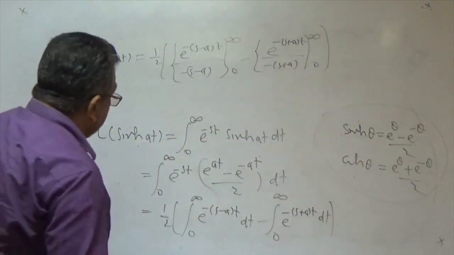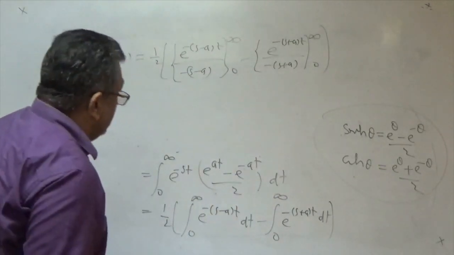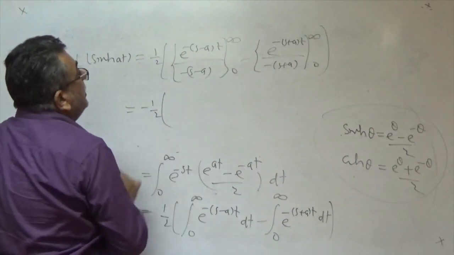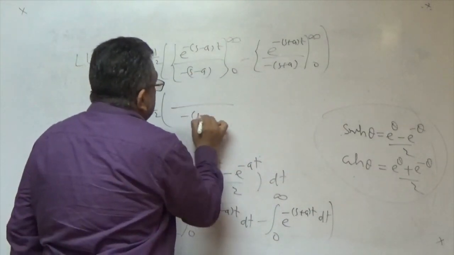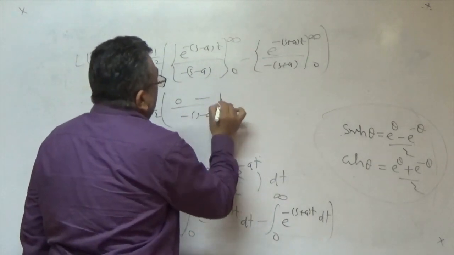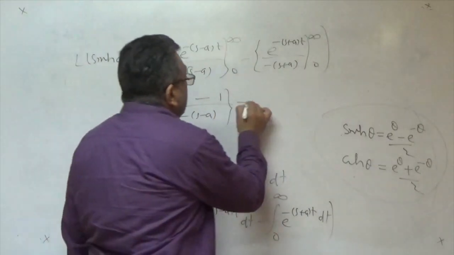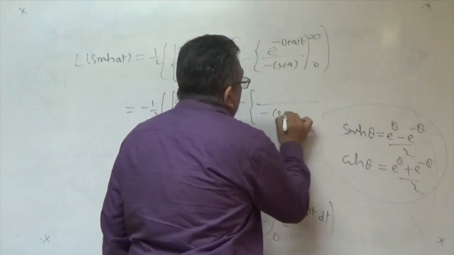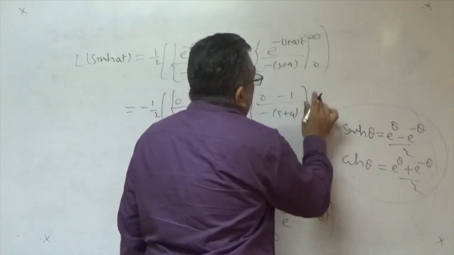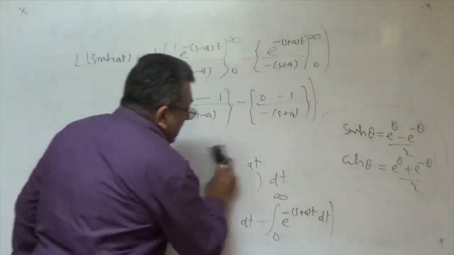Right, and now substitute the limits and solve these, and you will get your required result as minus 1 by 2. This is minus 1 upon s minus a, upper limit is 0, e to power minus infinity, lower limit is 1. Here again, s plus a, upper limit again e to power infinity, 0, e to power 0, lower limit 1. Right? And now finally calculate it.